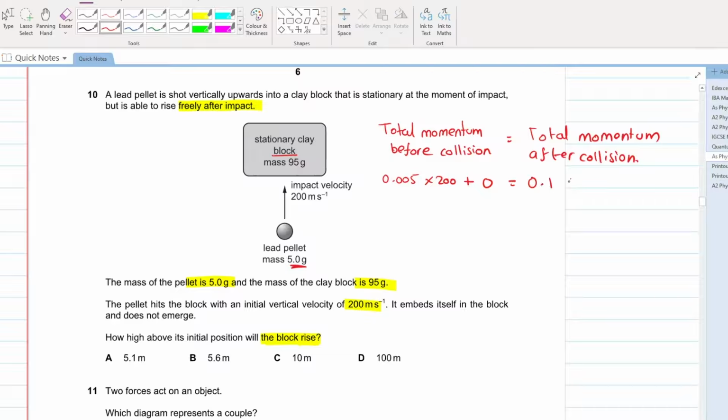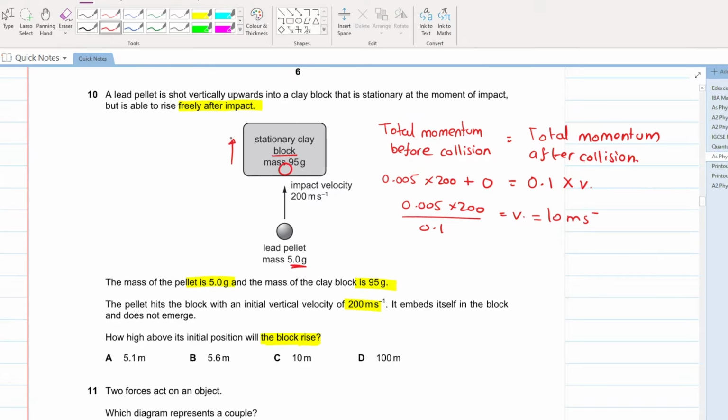What will be the total mass after collision? 0.1 kg. We don't know the velocity, that is v. So 0.005 into 200 divided by 0.1 will be your velocity of the block and the pellet after collision. This comes out to be 10. 10 m/s^-1 will be the combined velocity of the block and the pellet moving upward.